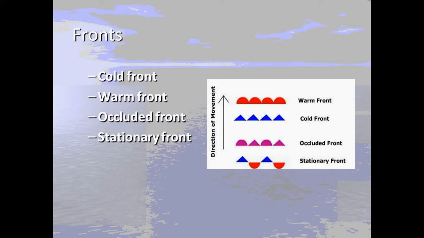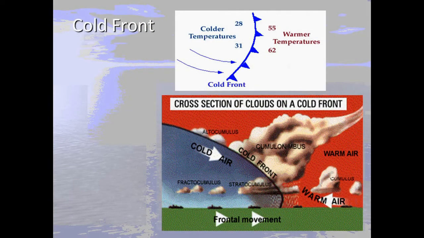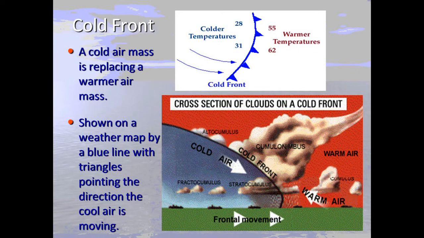They have different color designations that can be seen on the map, and different things occur during these different types of fronts. So we'll talk about them. First, we're going to talk about the cold front. Now with the cold front, you have a cold air mass that is replacing the warmer air mass. That can be shown on the weather map by the blue line with the triangles pointing in the direction the cool air is moving. Because the cooler air is more dense and heavier, it tends to go underneath while the warm air naturally rises. And so when you have a cold front, anywhere it is going, it causes those warmer temperatures to cool down.